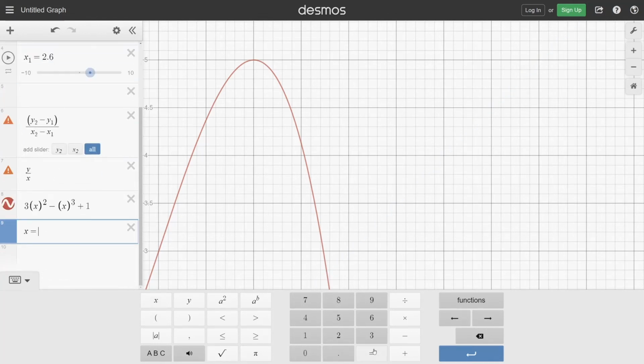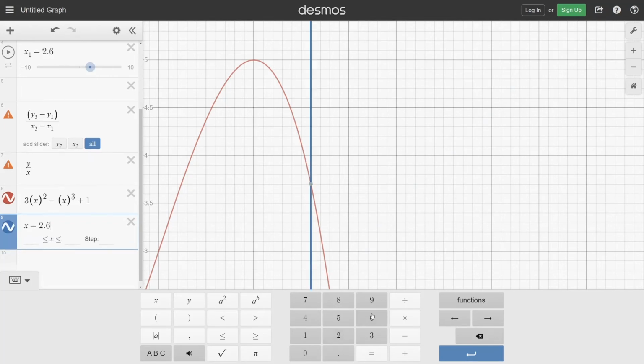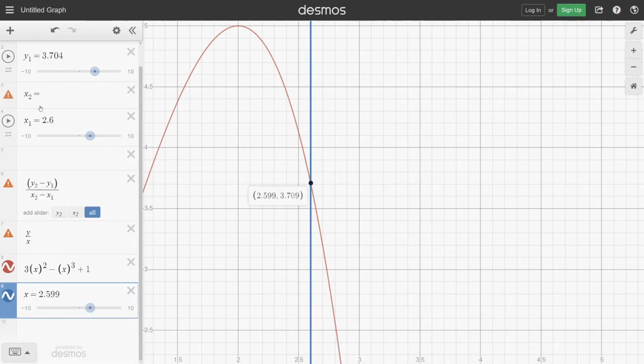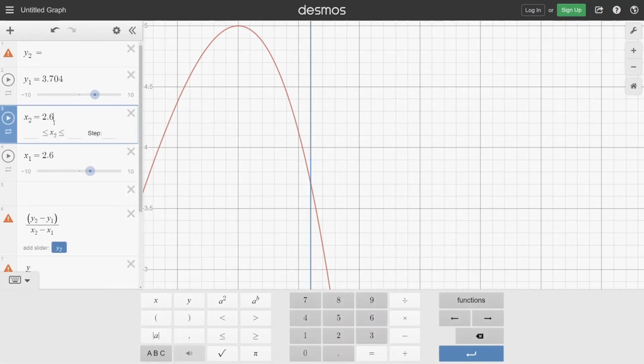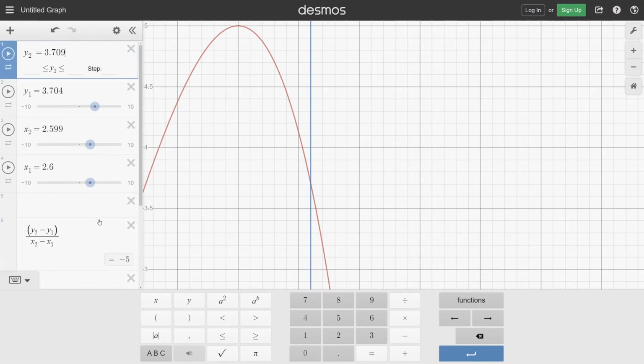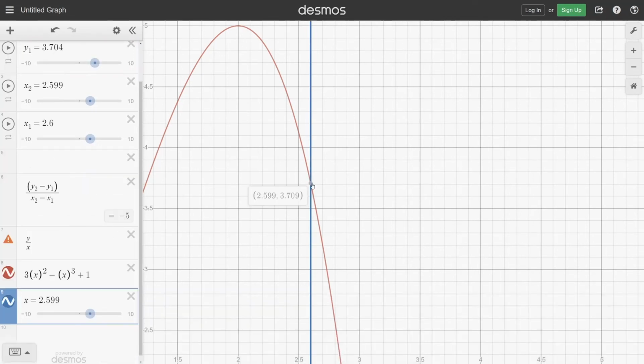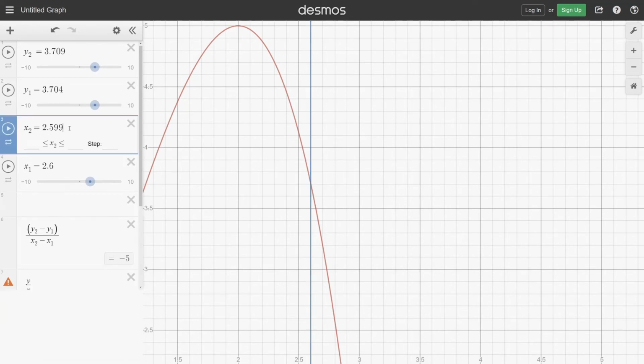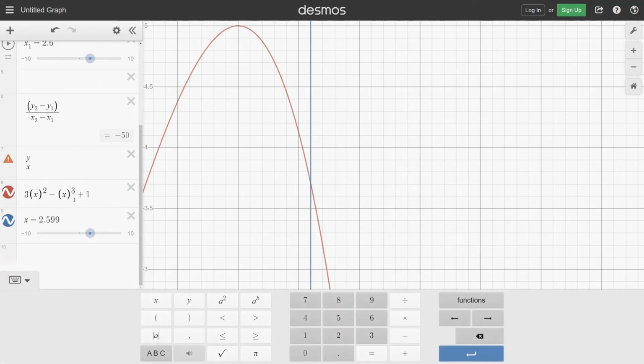Again, the way you can do this, instead of substituting right here, you can make a graph. And let's make it 2.599. What does that give us? 3.709. So 2.599 is 3.709. And so our answer is actually -5. Was that expected? Maybe not, but that is what we get as our instantaneous rate of change at the point of 2.6.